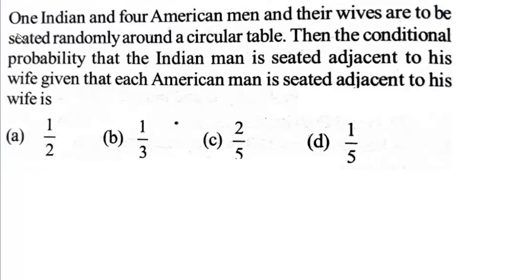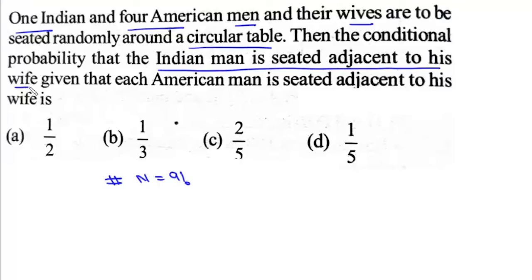Now here the question is: 1 Indian and 4 American men and their wives are to be seated randomly around a circular table. Now total number of ways of distributing these 10 people on a circular table is given by factorial 9. Now we need to find this conditional probability that the Indian man is seated adjacent to his wife, given that each American man is seated adjacent to his wife. Now say this event is I and this event is A. So we have to find this probability of I by A.